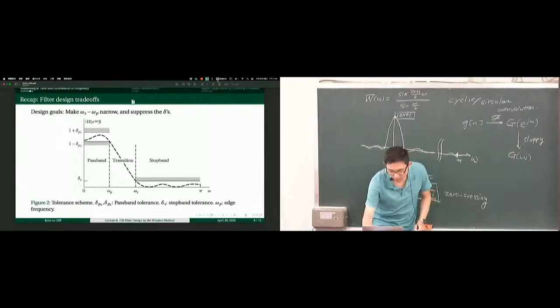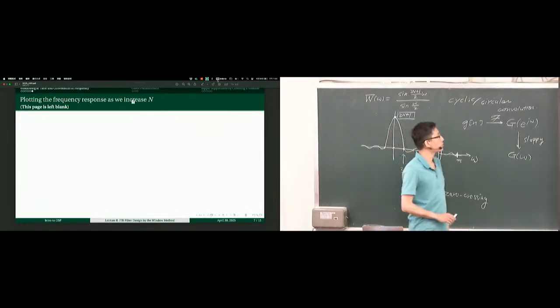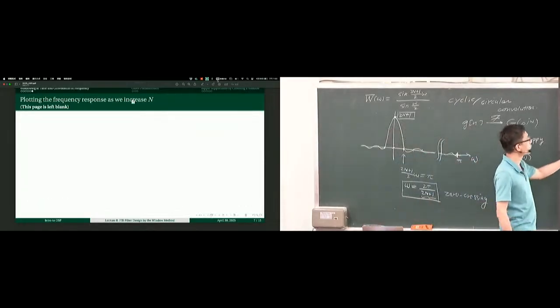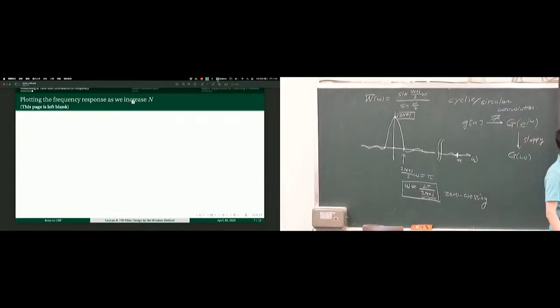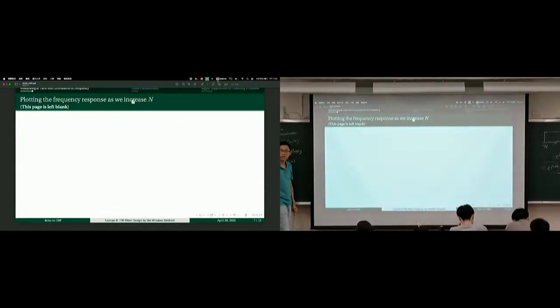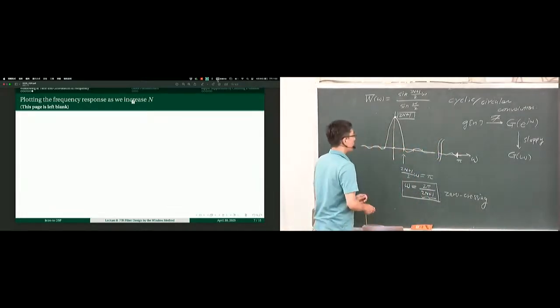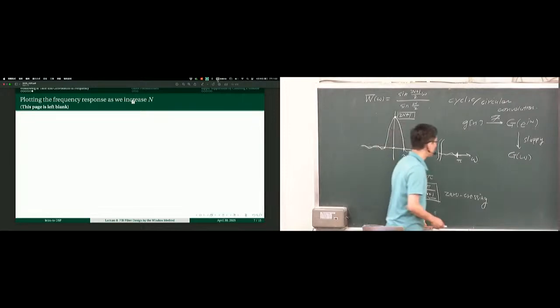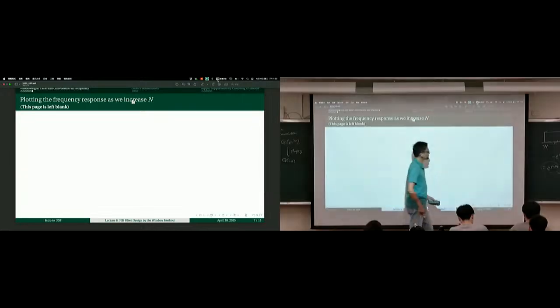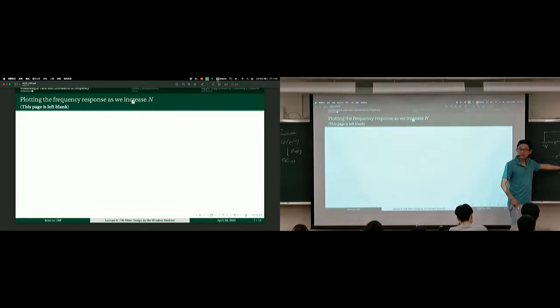So in the next slide, let's try to plot the frequency response as we increase n, to see what really is going on. So first of all, maybe I can erase this. Can I erase the derivation? Okay. Now.